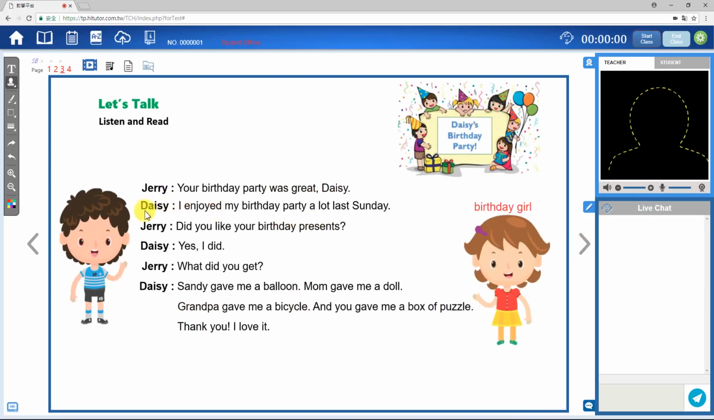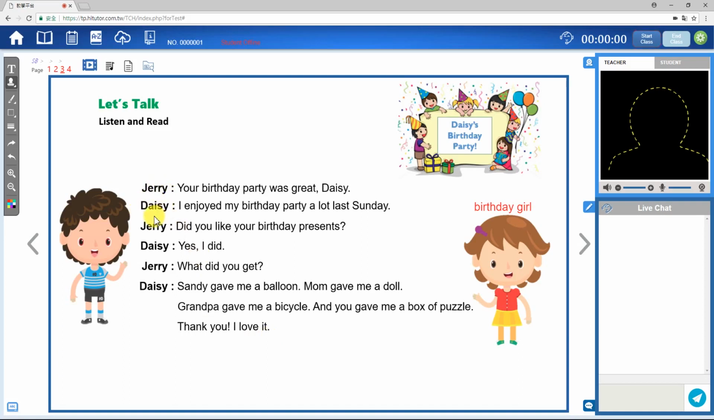How about you be Daisy first, and I'll be Jerry. Okay, let's start. Your birthday party was great, Daisy. Oh, look at Daisy's face. If you enjoyed, that means you were happy. Can you say the same as happily, please? Now you sound enjoyed. Did you like your birthday presents? What did you get? A balloon. Oh, you are very welcome. Happy birthday. Now you'll be Jerry and I'll be Daisy.